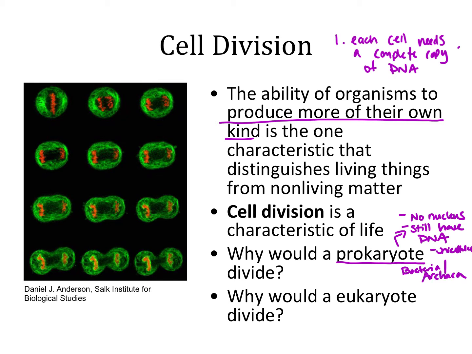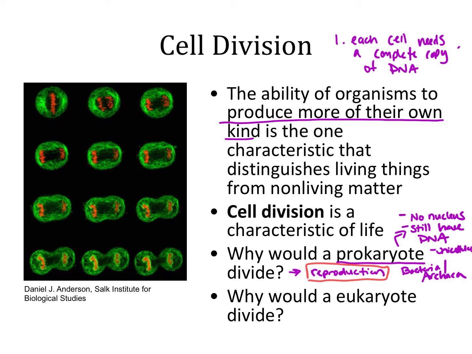When they divide, what are they really doing? Since they're unicellular organisms, what are they really doing when they divide? There's only one of them. So each time they divide, what are they actually doing? This is how they reproduce, right? So I have one bacteria, it divides, and now I have two. They divide, and then I have four, and so on and so forth. So for unicellular organisms, it's more akin to reproduction. This is how I get more cells.